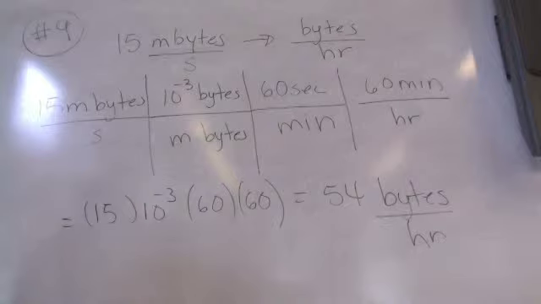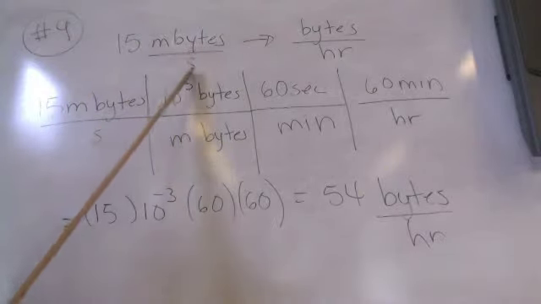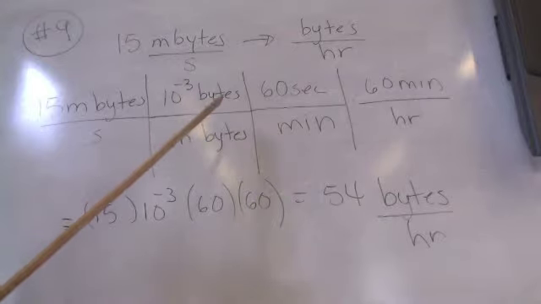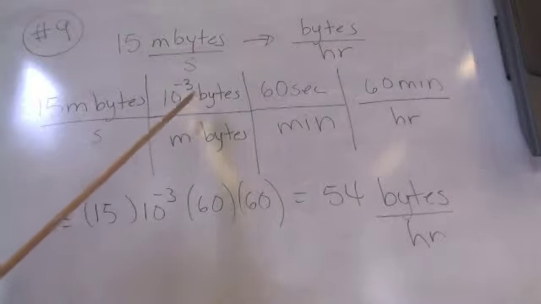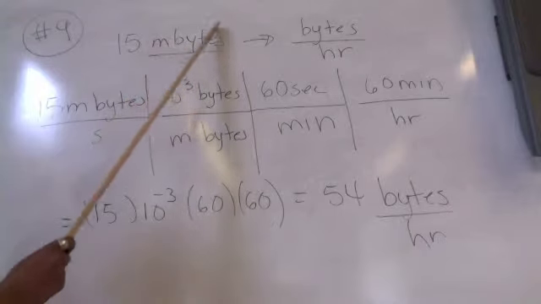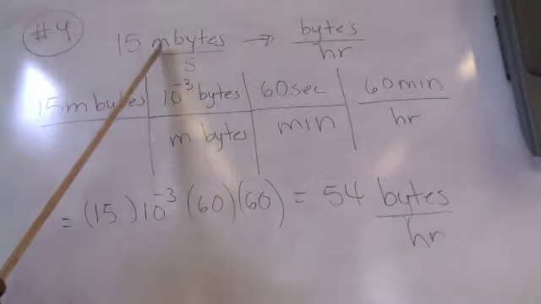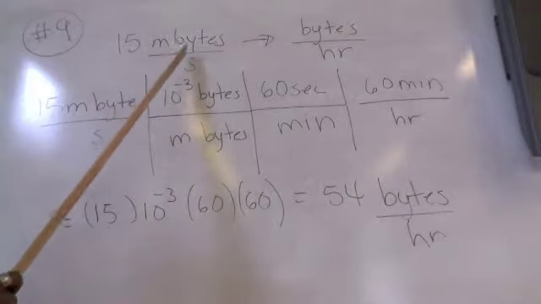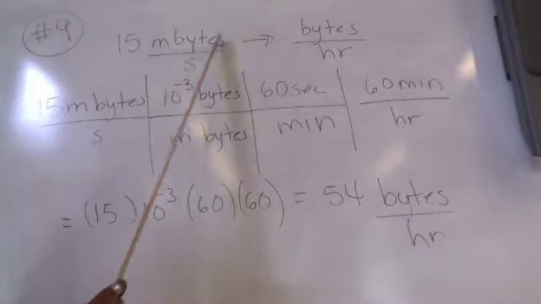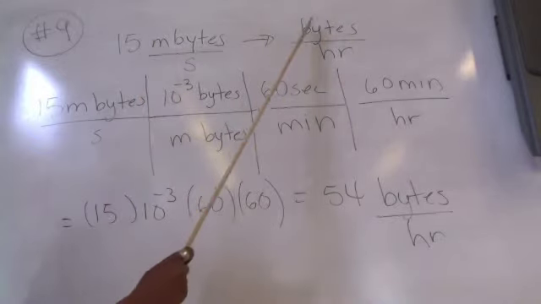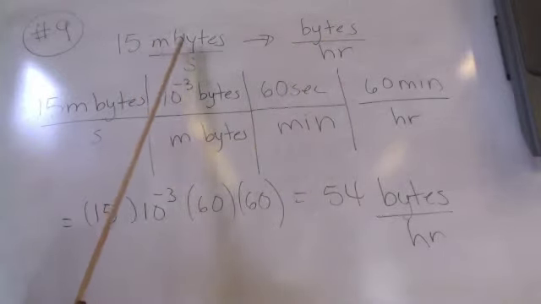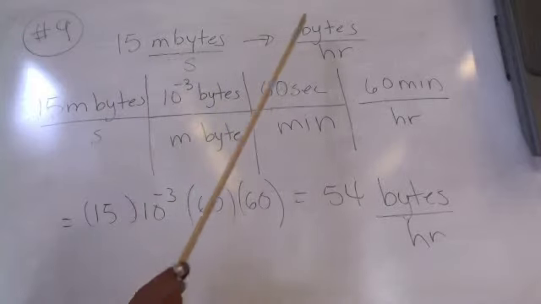Okay, and the last one, number 9, the last one I said I would do on the YouTube, you have 15 millibytes per second. Now, it may have been a little bit difficult to understand this because you have to know that byte is the root, and the prefix is m, milli. But I hope that you could see it here by showing that this went from millibytes to bytes. So we're trying to convert 15 millibytes per second to bytes per hour.